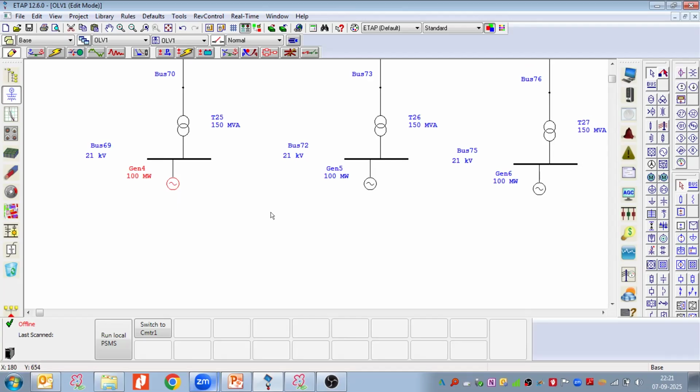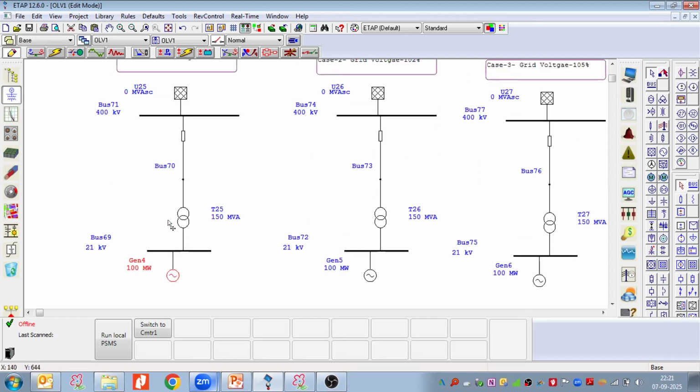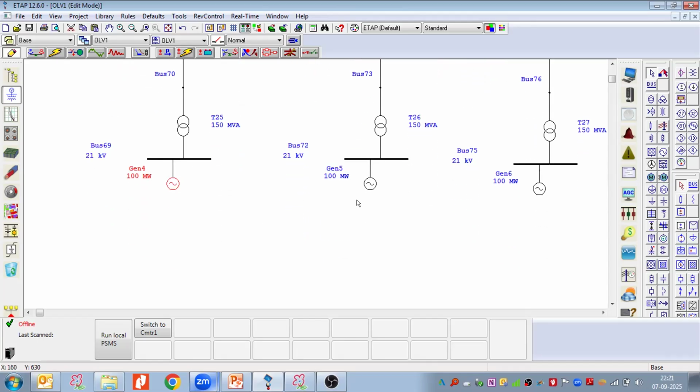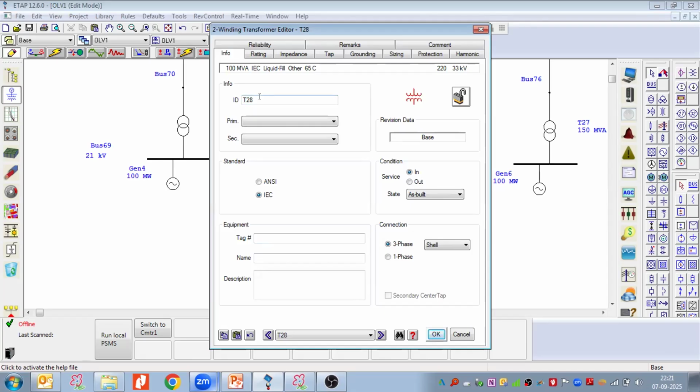Since this generator and this grid are connected with the transformer, let us do the transformer modeling. For that, again select, drag and drop the transformer. Click on it, and first the Info page. Put the ID and the buses it is connected to. Primary and secondary buses we can select from here, so it will automatically connect to both buses. We need to select the standard, IEC or NEC. Equipment tag, name, description, service conditions, three-phase or single-phase, cell type or pole type, whatever, we can define over here.